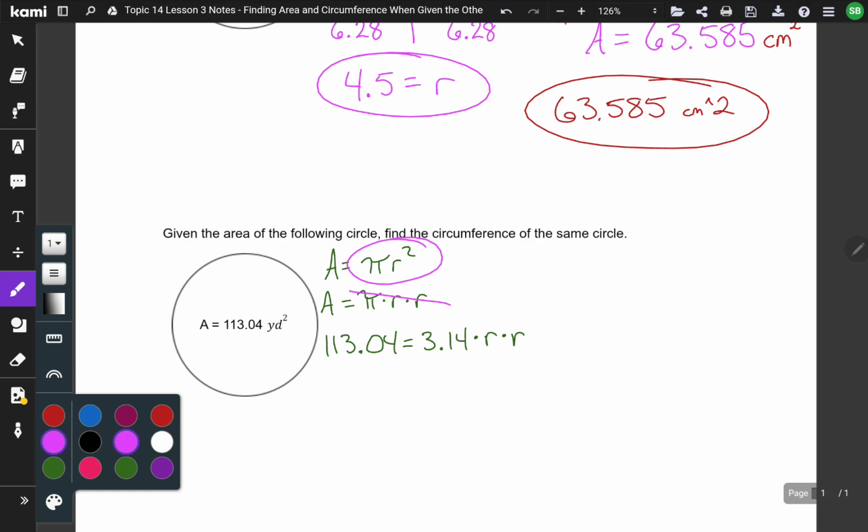We want to use this pi r squared. Okay, so instead of this, I want 3.14 r squared. So 113.04 equals, my area equals 3.14 radius squared, and you'll see why here in just a minute.